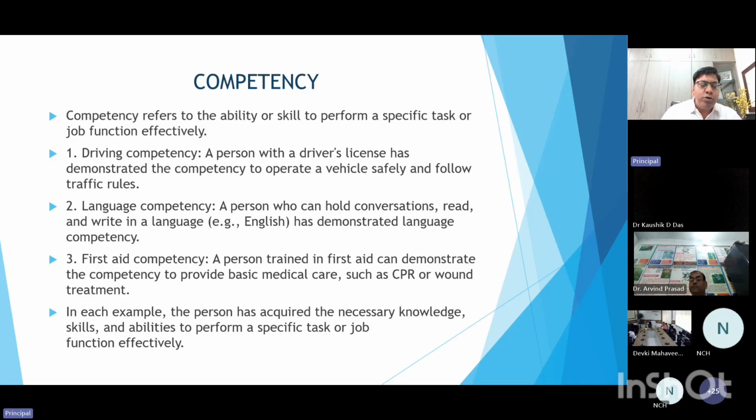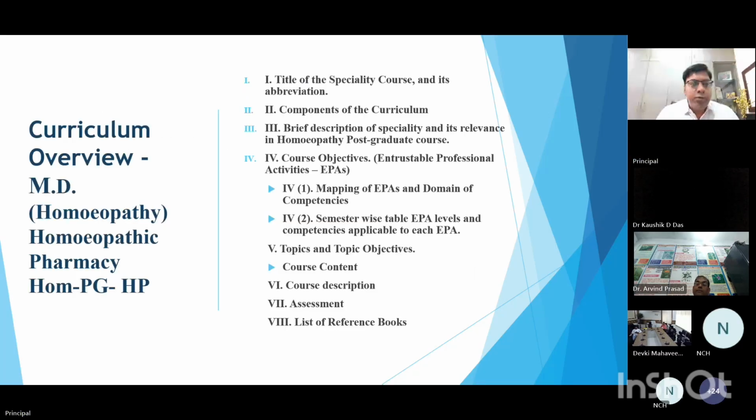So competency, we know about the competency. So I will be quickly moving the slides, and I will be staying only on the important slides which need further elaboration from my side, and the particular aspects of the curriculum which need exploration and elaboration. To the next slide. This is the curriculum overview of the MD Homeopathic Pharmacy subject. We can see there are 8 different points.